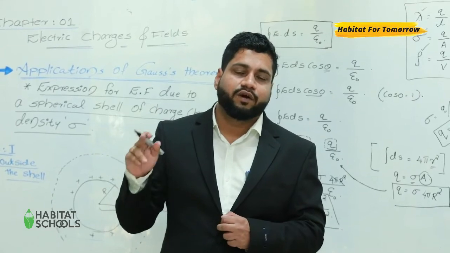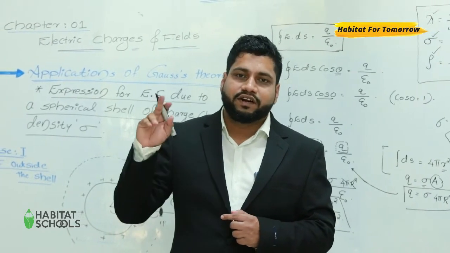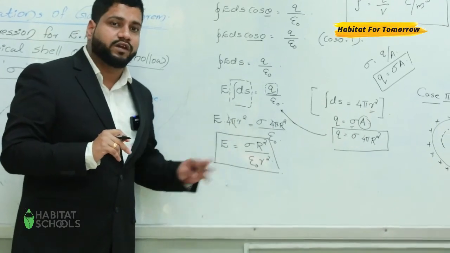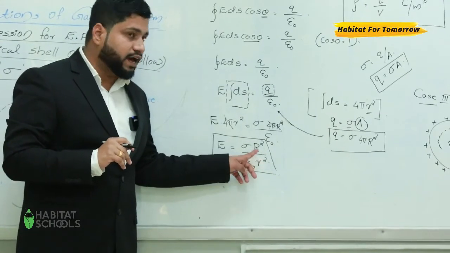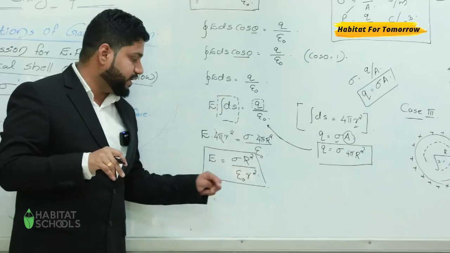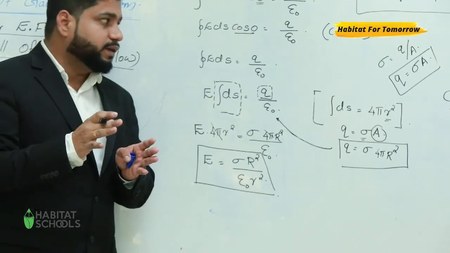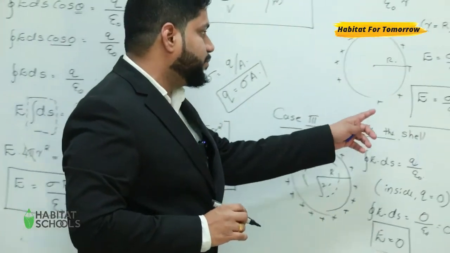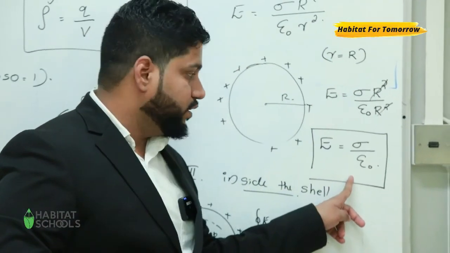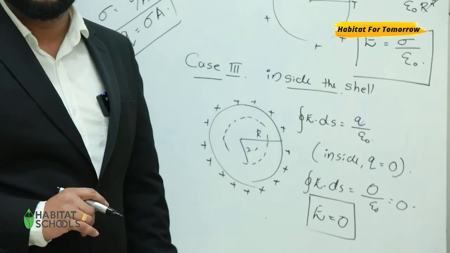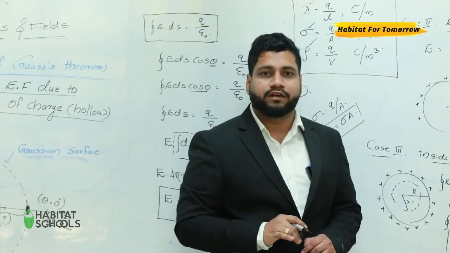Outside the shell, we got E is equal to, what is the equation? E is equal to sigma R square by epsilon 0 r square. Here capital letter R is the radius of the sphere and small letter r is the radius of the Gaussian surface. And on the surface, the mathematical expression is E is equal to sigma by epsilon 0, very important. After that, inside the shell, electric field is equal to 0. Okay, these are the important topics.